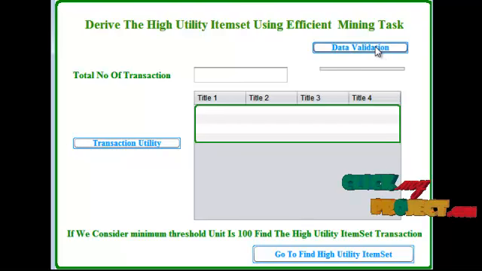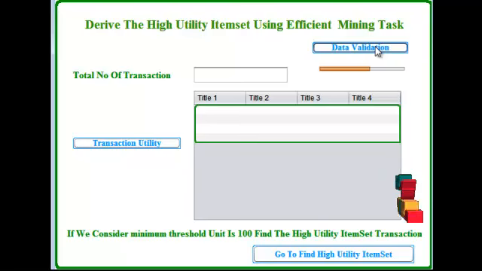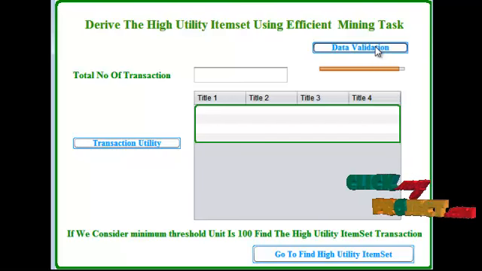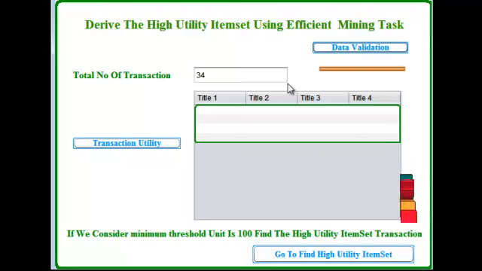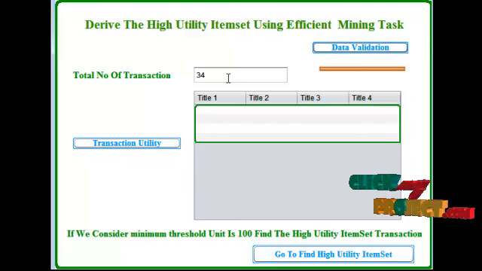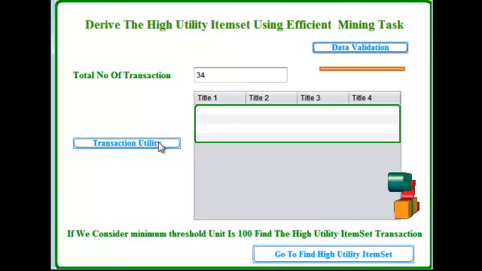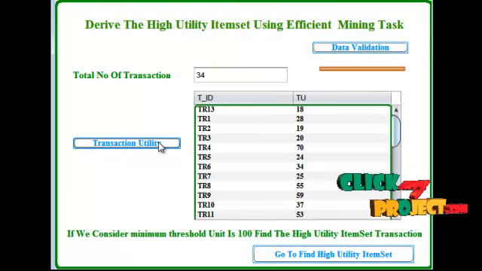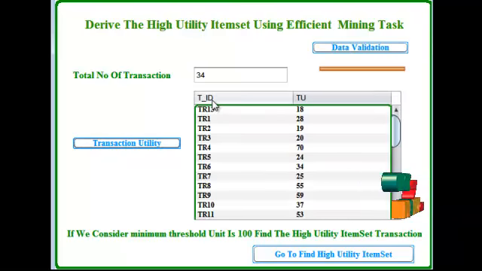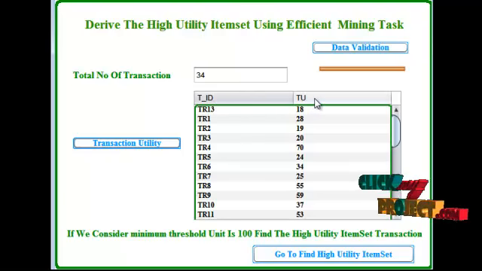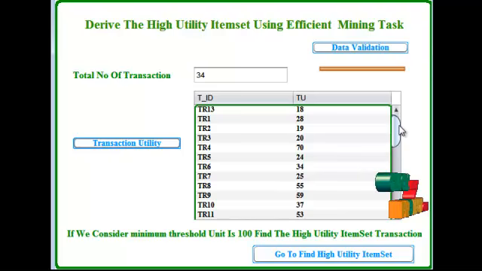Here the data validation analyzes the whole transaction utility process. So here the number of transactions for which the transaction utility occurs is 34. Next we find the transaction utility of all the transactions. The TID is the transaction ID and TU declares the transaction utility of all the transactions.